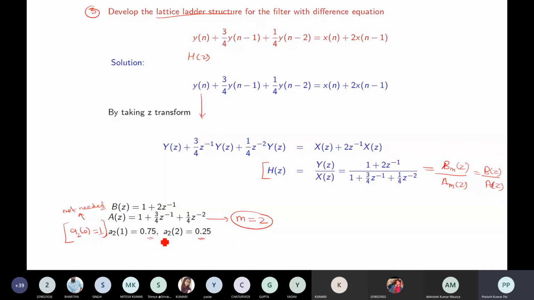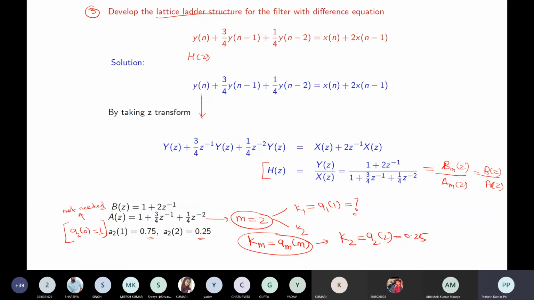Once we know these values, if m is equal to 2, we need to find k1 and k2. The value k_m is given by a_m(m). This is the general formula. If we put m equal to 2, k2 is equal to a2(2). We already know a2(2) is 0.25. Similarly, to find k1, that will be equal to a1(1).